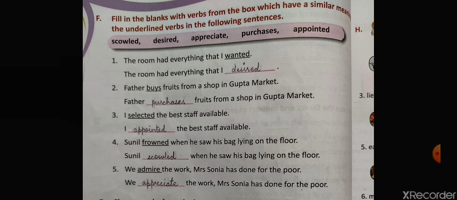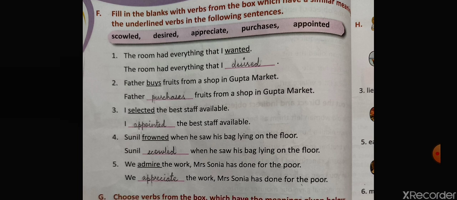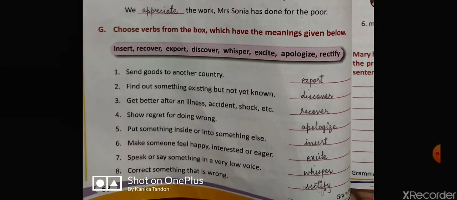We admire the work Mrs. Sonia has done for the poor. So we appreciate the work that Mrs. Sonia has done for the poor. Next exercise is choose the verb from the box which has the meanings given below. Okay, so what do we call when we send some goods to another country? We call it export. Find out something existing but not yet known. Discover.